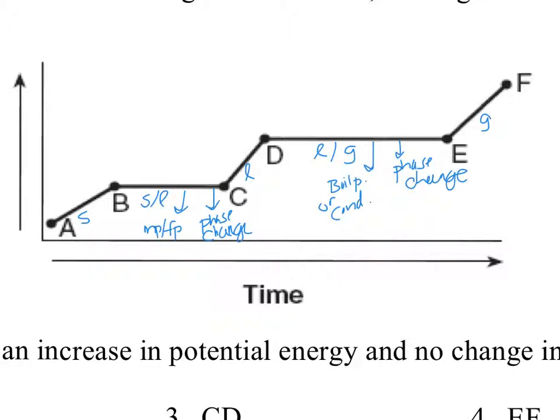Now, the other thing you're going to be asked is about your kinetic energy. So, kinetic energy increases when the temperature increases. So, on A to B, when your line is diagonal, you have an increase in kinetic energy. So, increasing KE, increasing KE, and increasing KE. Okay, everywhere else, kinetic energy is constant.